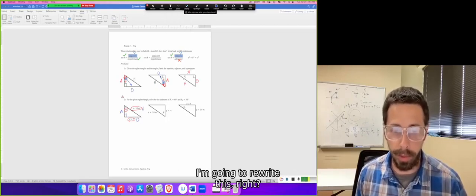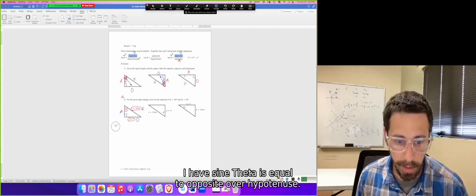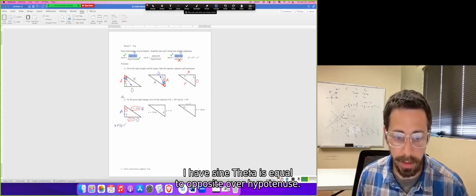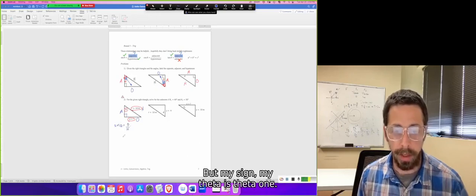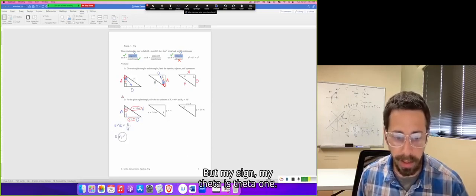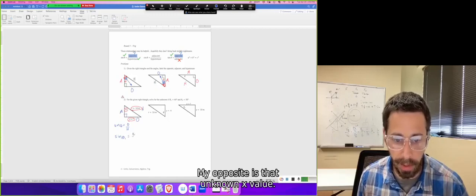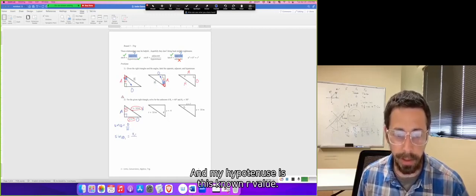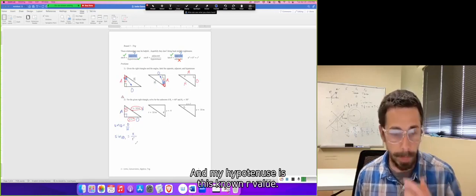So here's what I'm going to do. I'm going to rewrite this, right? I have sine theta is equal to opposite over hypotenuse, right? But my theta is theta 1. My opposite is that unknown x value, and my hypotenuse is this known r value.